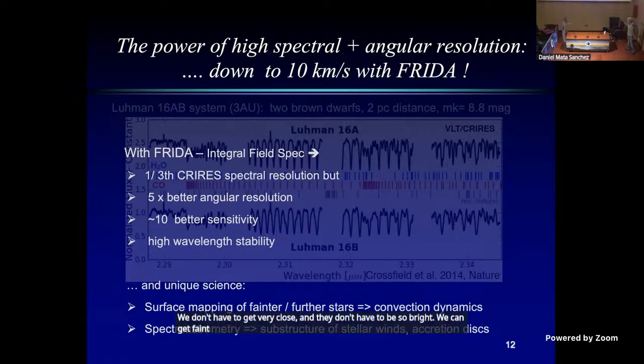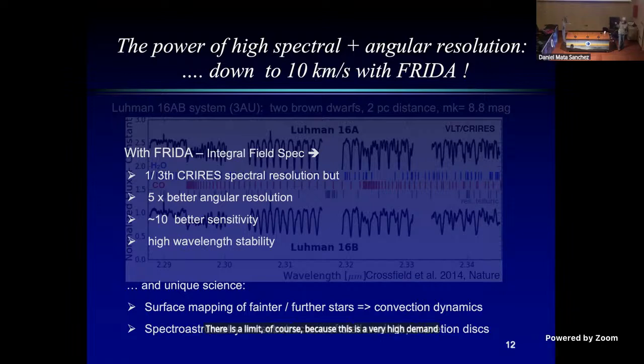There is a limit, of course, because this is a very high demand exercise. You are at 10 kilometers per second, but you have bright stars to do. So we can do the exercise with fewer constraints and weaker distance limits. And so, besides doing this atmosphere mapping of stars, we can study structures around the star.